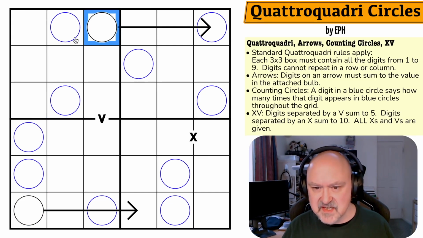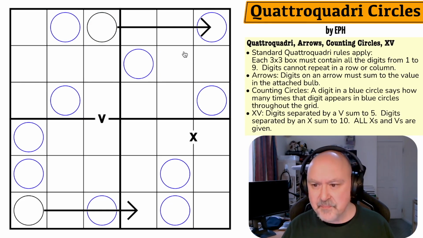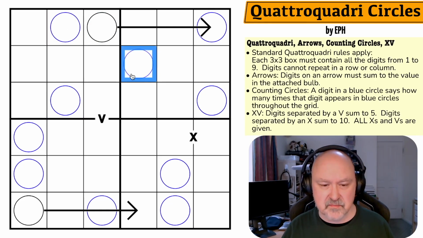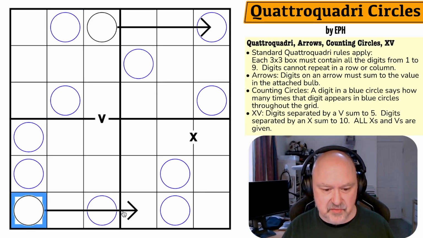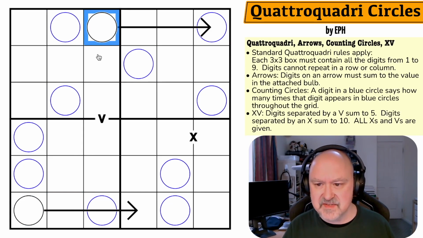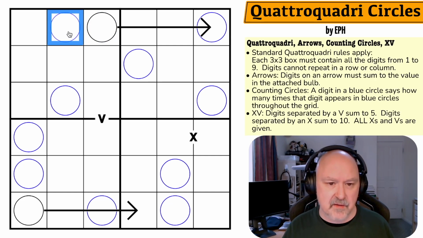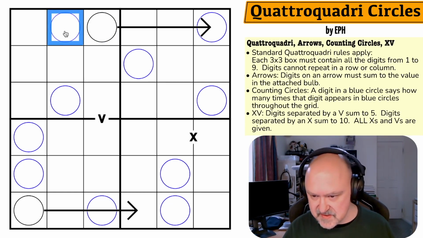Counting circles. A digit in a blue circle. I possibly would have used a different shape for this, but that's me. A digit in a blue circle, because if you're colorblind or anything, you couldn't tell. So these are the blue circles. Basically, any circle not attached to the end of an arrow is a blue circle. A digit in a blue circle says how many times that digit appears in blue circles throughout the grid. So if there was a 5 in a blue circle, there would need to be 5 5s in blue circles. If there's a 3 in a blue circle, there needs to be 3 3s in blue circles.